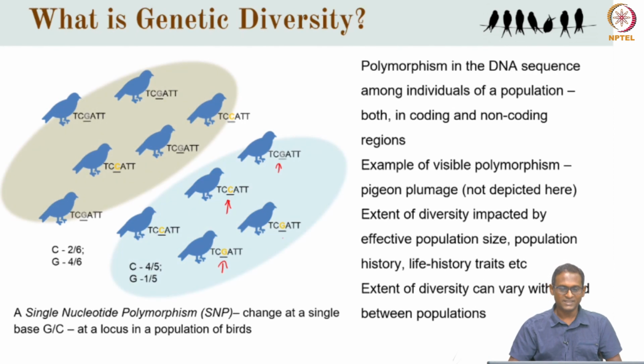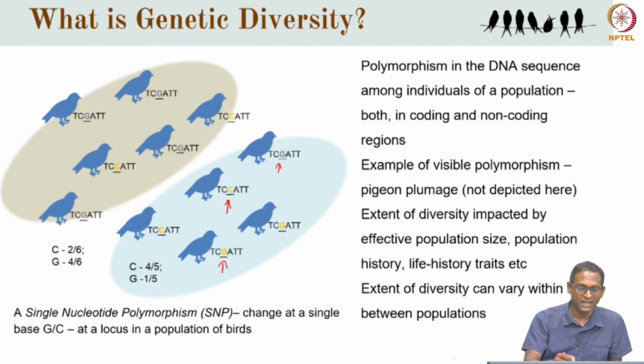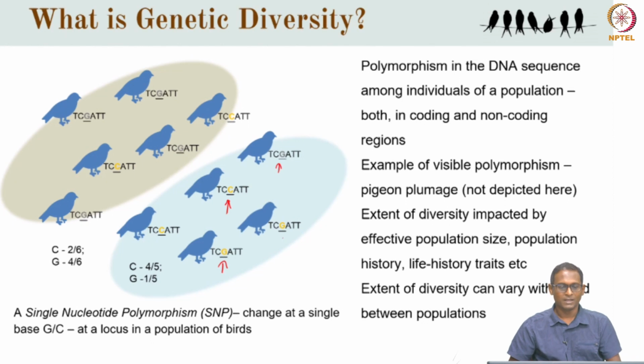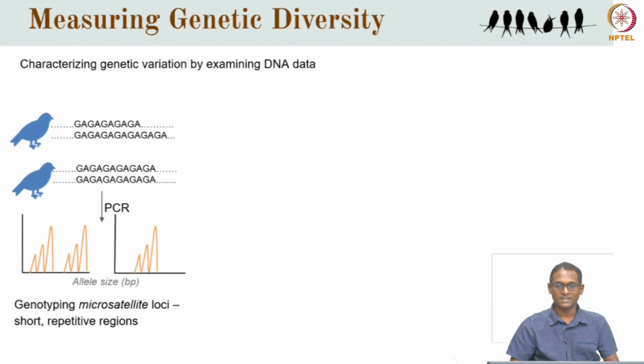And as you notice in this example itself, this population has a lot more C, and this one has a lot more G. So possibly these populations are separated from each other in some ways, right? So that is at the core of it.